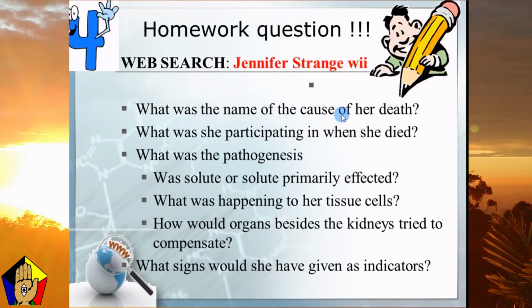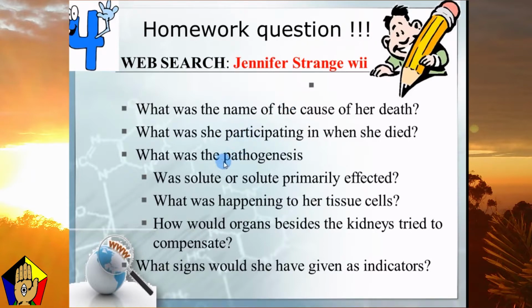This time I'm not looking for a .gov or a .org or whatever. I'm looking for whatever you can find out about this situation, but look for some kind of a reputable source like a television news website or a reputable newspaper website or something like that. Right? So here's what I want you to write down. Google that, and I want you to write down what was the name of the cause of her death. So what was the disorder that they said she died from? Okay? What was she doing when she died?